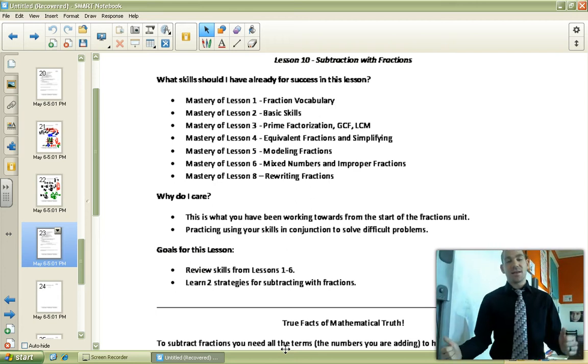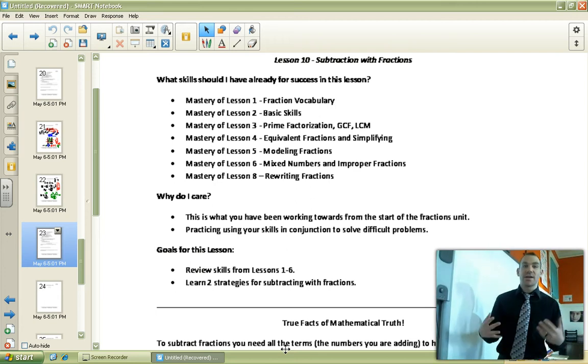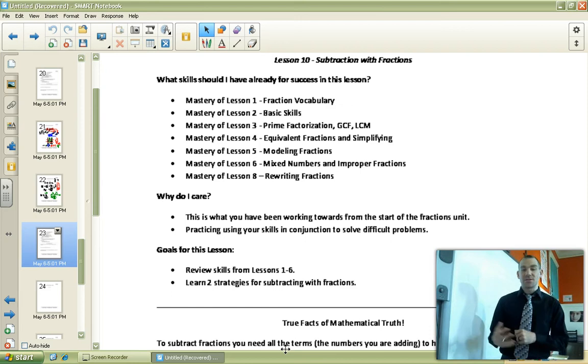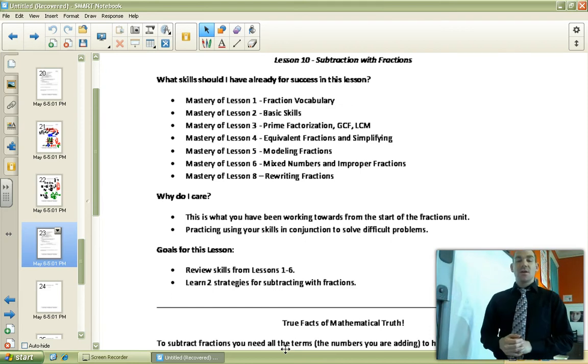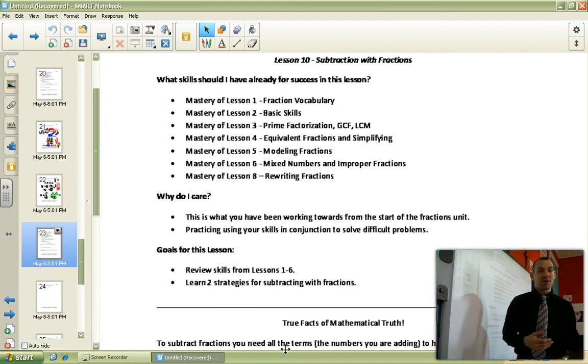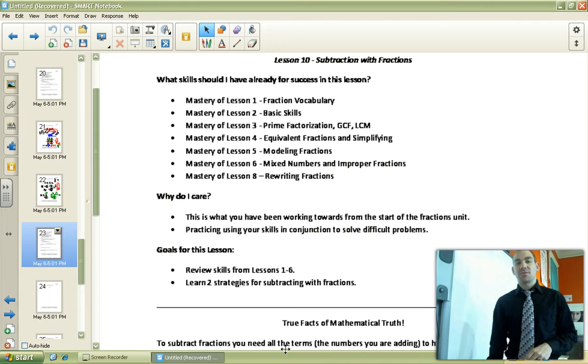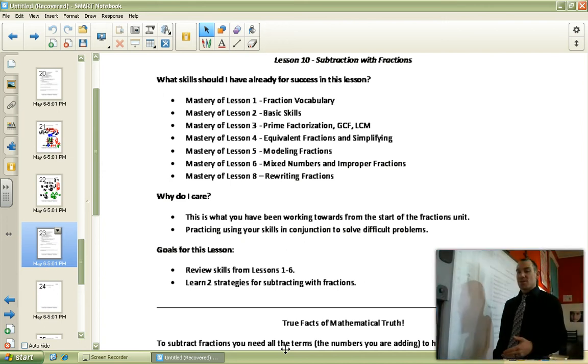Why do you care? Again, just like in addition, this is what you guys have been working up to this whole time: being able to put all of those steps together and use all of those skills in conjunction to come up with an answer to challenging problems. Goals for this lesson: we're going to review some of those skills again, and we're going to learn, just like with addition, 2 strategies for solving subtraction problems with fractions.